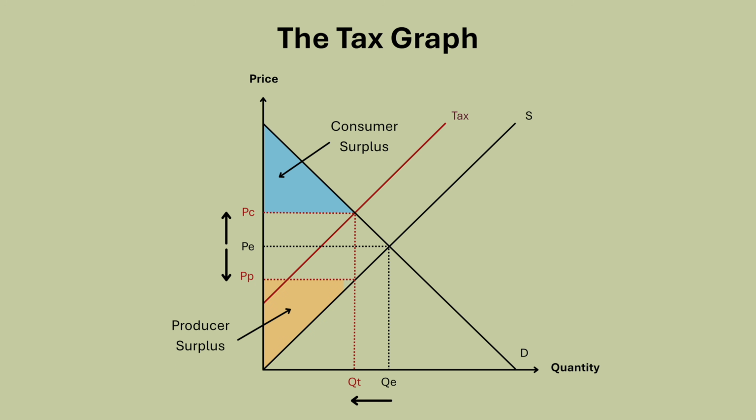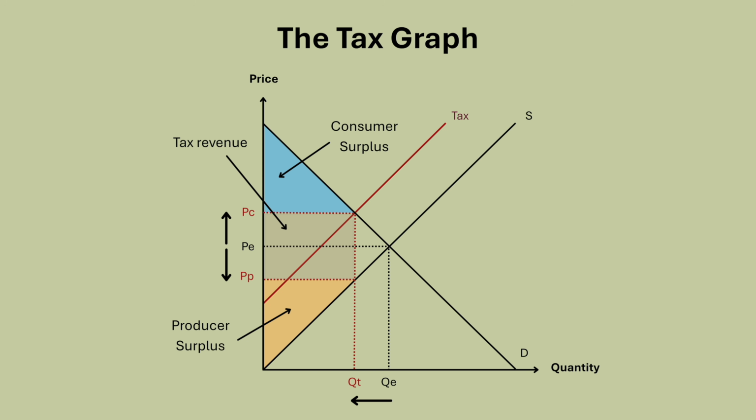It is the difference between the price that the producers are willing to sell for, which is the supply curve, and the price that they actually receive, which is PP. This square here represents the tax revenue. It is the distance between PC and PP, which is the value of the tax being sold, and it goes all the way out to the quantity being sold, QT. So whatever this value is, all the money gets paid to the government.